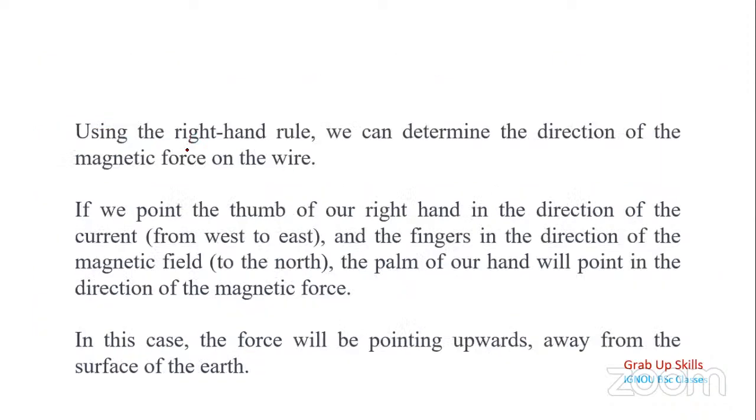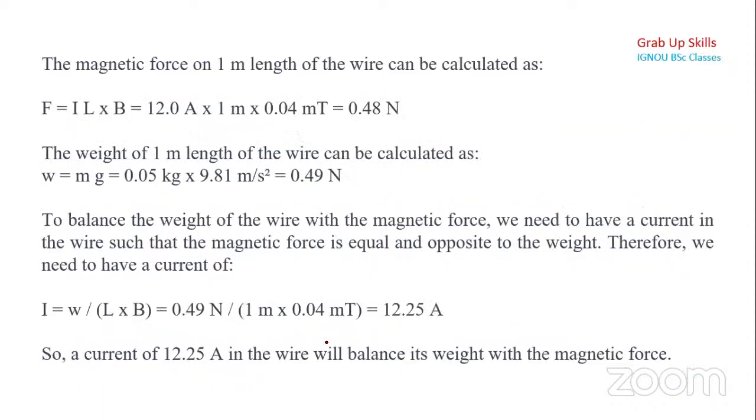Now we will use the right hand rule to determine the direction of the magnetic force on the wire. If we point the thumb of our right hand in the direction of the current, and the fingers in the direction of the magnetic field, the palm of our hand will point in the direction of the magnetic force. In this case the force will be pointing upwards, which is away from the surface of the earth.